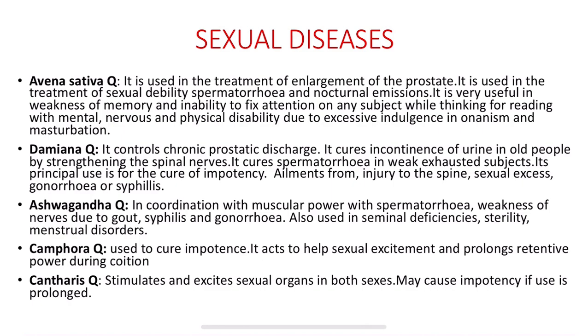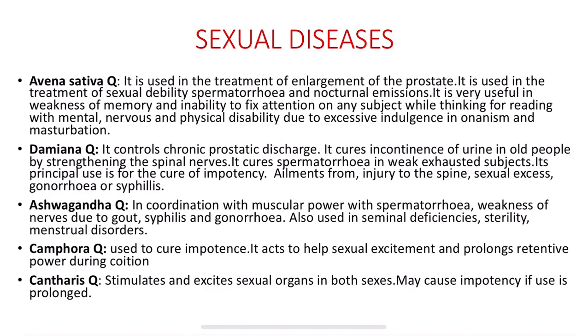It is going to strengthen the spinal nerves, which will act on the receptors which are present in the sphincters and control the incontinence of urine. And it is principally used in the cure of impotency. The ailments for Damiana are injury to the spine, sexual excess, gonorrhea, or syphilis, if the person has suffered some sexually transmitted diseases in the past.